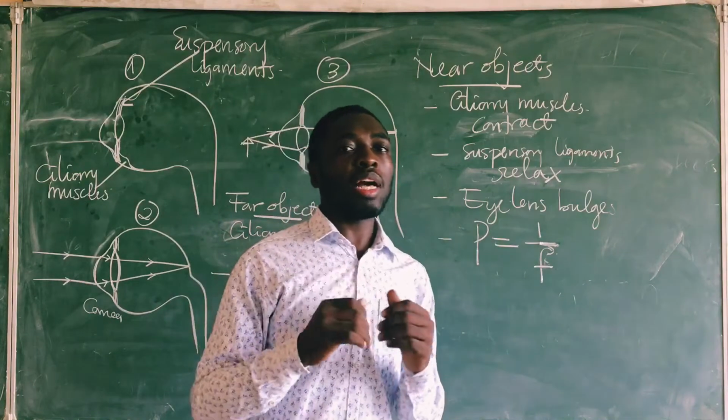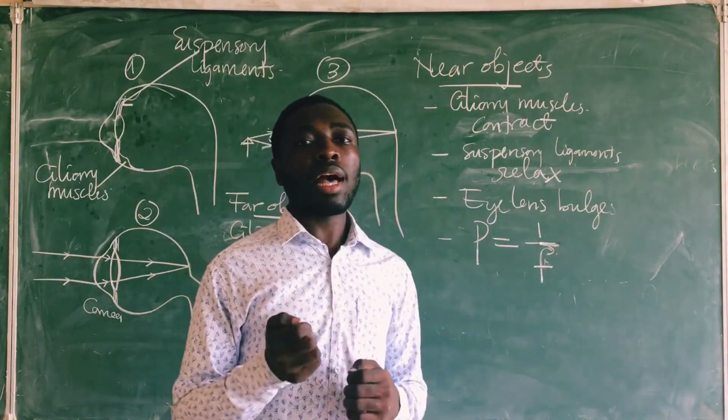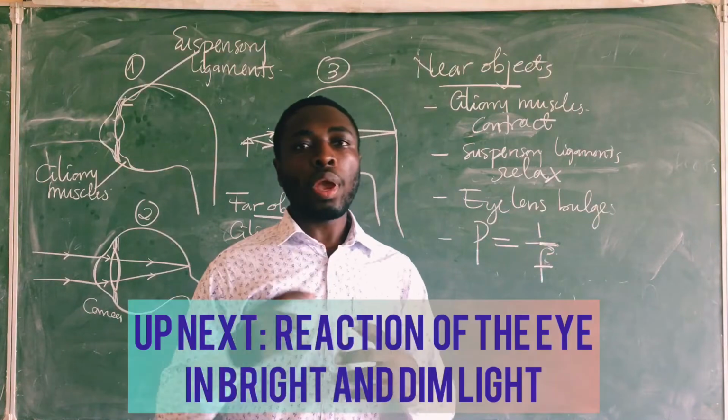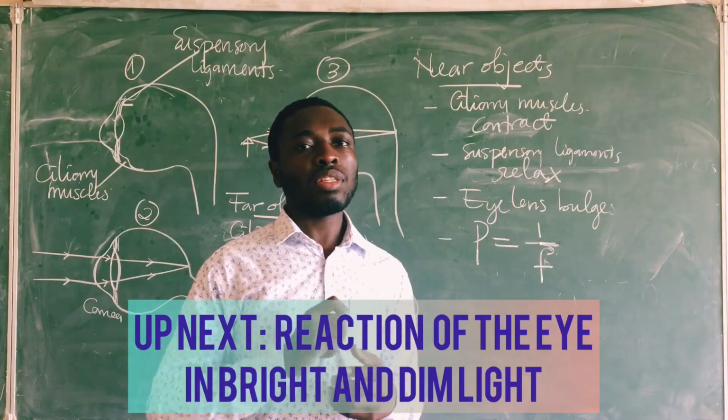So in the next part, I'm going to be discussing how the eye adjusts itself when there is bright light and when there is dim light.